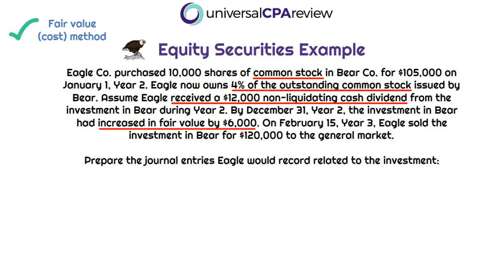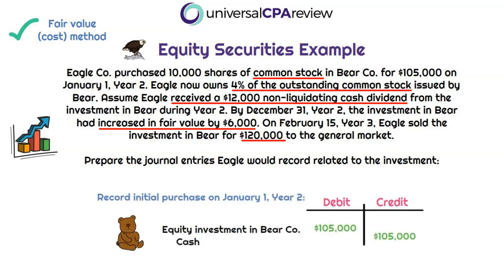And then it says by December 31st, year 2, the investment in Bear had increased in fair value by $6,000. Right? So again, at the end of the reporting period, we assign a fair value to it. In this case, it increased $6,000. And then on February 15th, year 3, Eagle determined that it's time to sell this investment, and they sold it to the general market for $120,000. So a lot of information there. We're going to go through and prepare the journal entries for each step of this investment, and it all relates back to the different aspects that we already talked about.